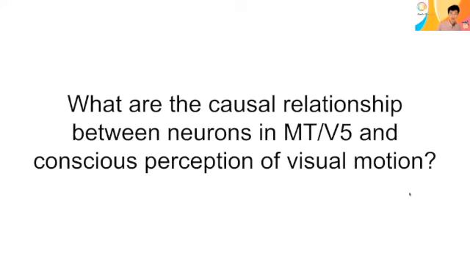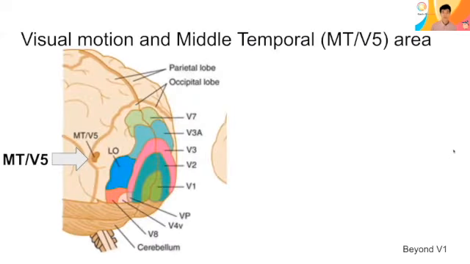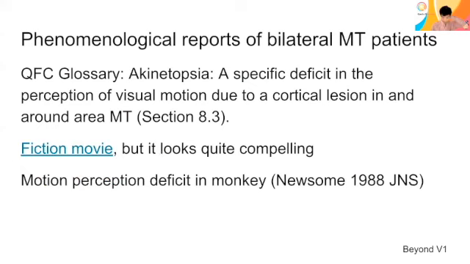What is the causal relationship between neurons in MT/V5 and conscious perception of visual motion? The MT/V5 area is located a bit farther away from the V1, V2 complex, at the bottom back of the head. It's slightly located around here, on the left side or right side of your brain.